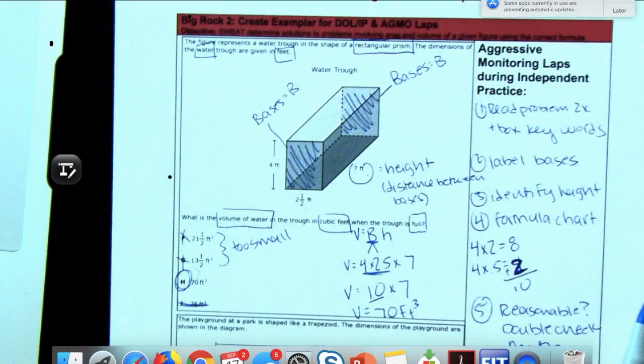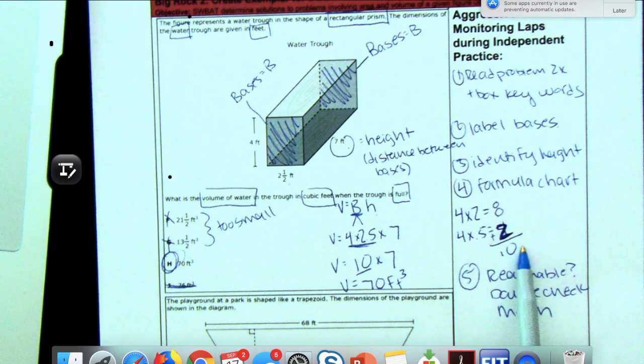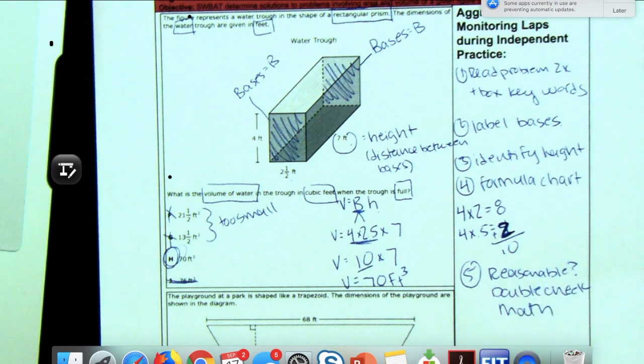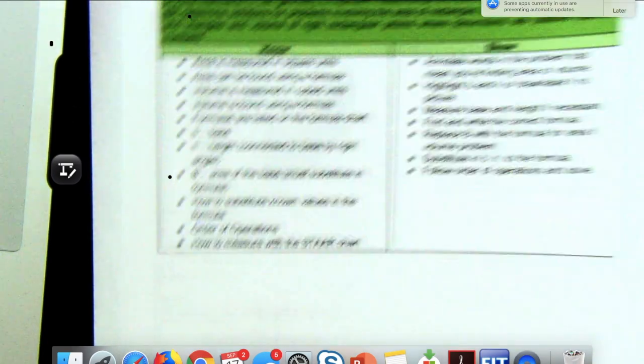I've done my exemplar for one question. I would keep doing more problems before I write my aggressive monitoring labs just to make sure they apply to all the problems I have in my DOL, but this was just a sample. The other thing I want to do is I want to go back to my no-show and see if I missed anything after answering these questions.